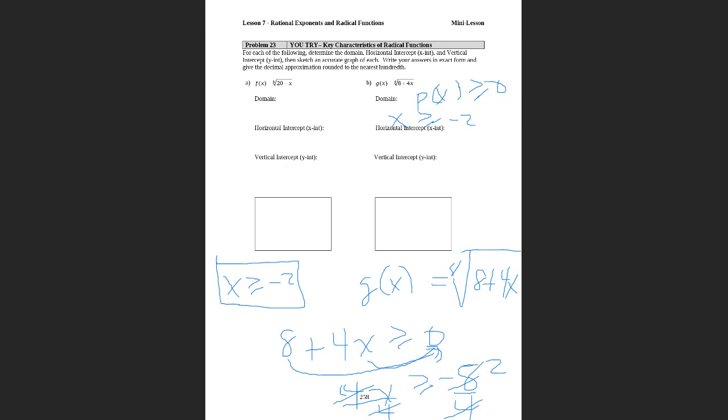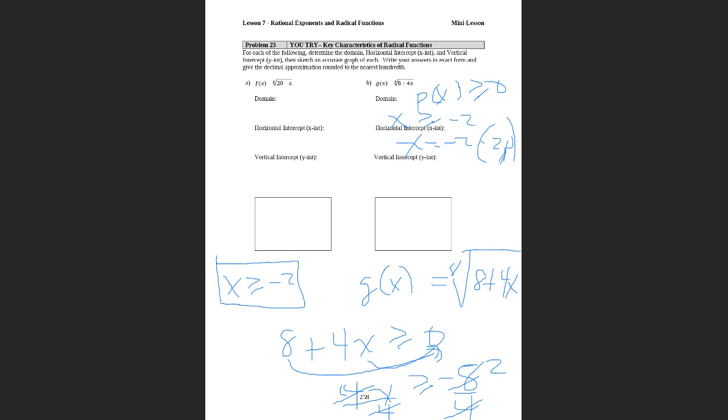Remember, it's g of x equals 0. So 8 plus 4x equals 0. When you solve that, x should be negative 2. So x equals negative 2, which means that when x is negative 2, y is what? 0. When x is negative 2, y is 0.